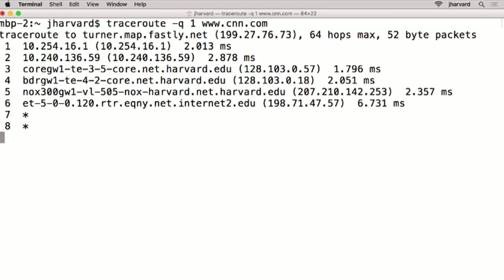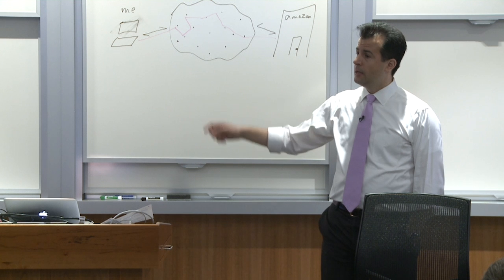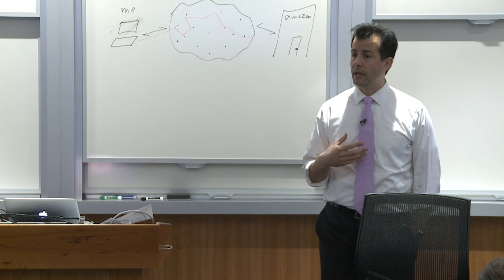It turns out that each of the lines of output on the screen represents something. And based on our leading discussion thus far, what do each of these lines of output, numbered 1 through 11 at the moment, represent? Different routers, different dots on the screen. And so what this program, traceroute, is doing is it's literally tracing the route between me and CNN.com.